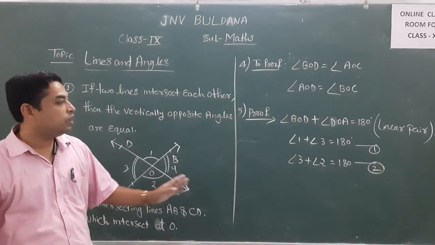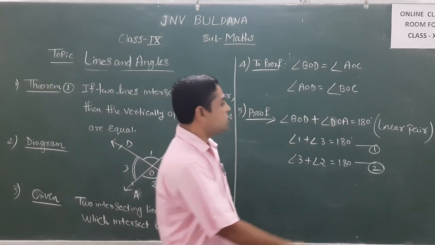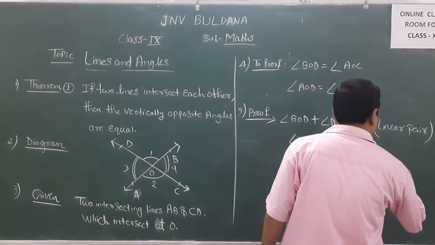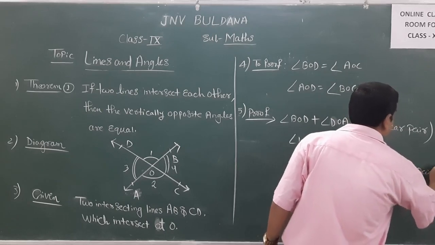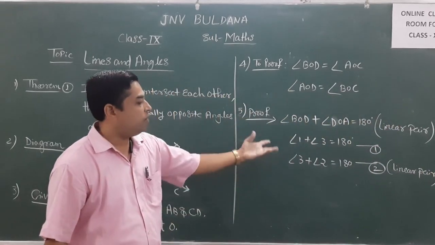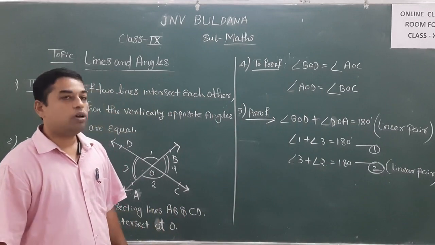Look here, in this way we are getting the same reason here also, right? Linear pair. That is compulsory to write. In any theorem we have to justify every statement. Why are you writing it like this?